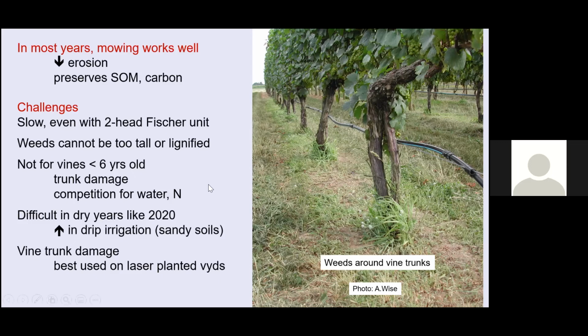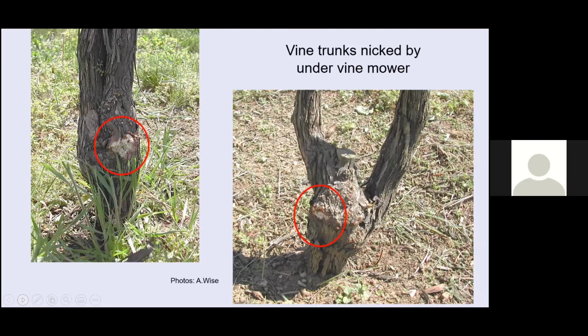And vine trunk damage is an issue with these mowers. And here's some of my handiwork. You can see that even though I try to be careful, anything that's sticking out can get dinked with these mowers. In particular, if your vineyard is not laser planted, most of the vineyards on Long Island now, or the new vineyards going in, are laser planted, so it's not as much of a problem. But it's important to have straight trunks, otherwise you are going to dink up the trunks.